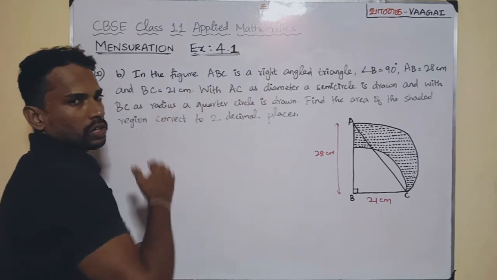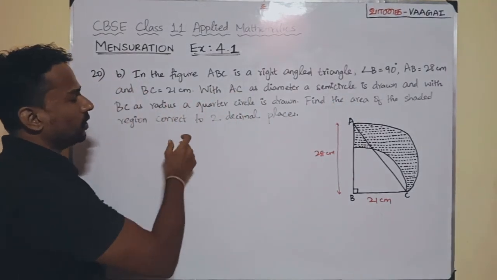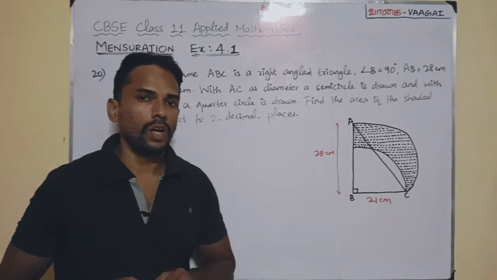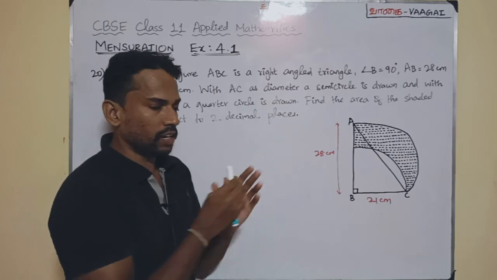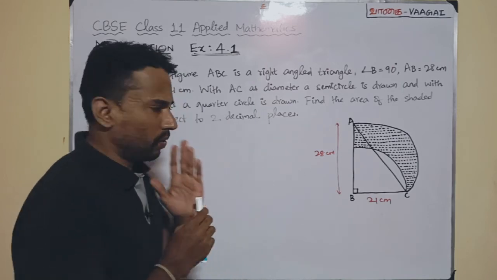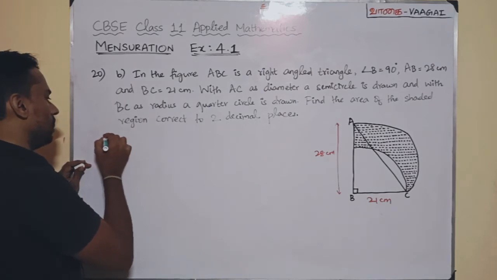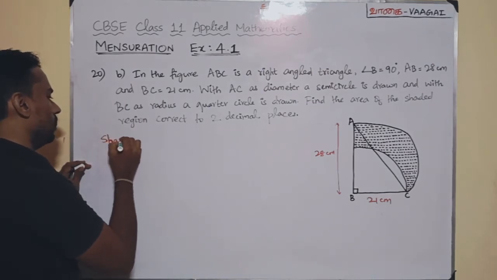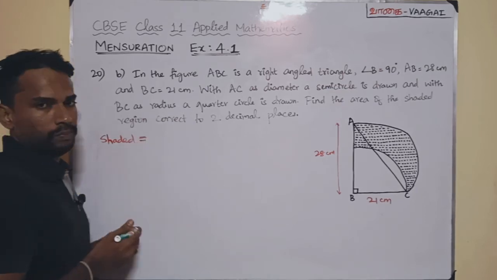Now finally, what's the question? Find the area of the shaded region correct to 2 decimal places. Now we need to find the area of the particular region, whatever is shaded there. For that region, we need to find the area. So this is going to be our question. So as usual, we will take shaded region equal to.